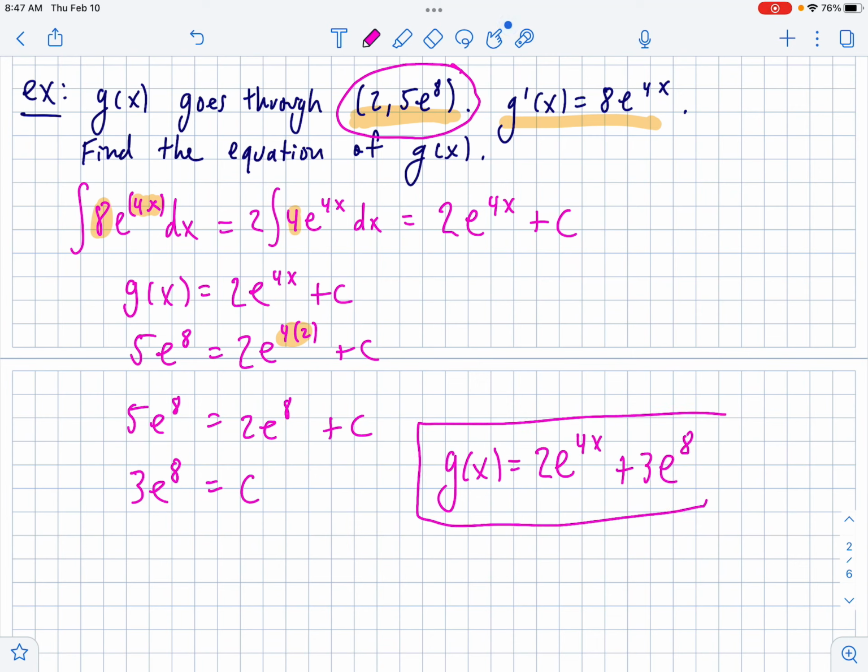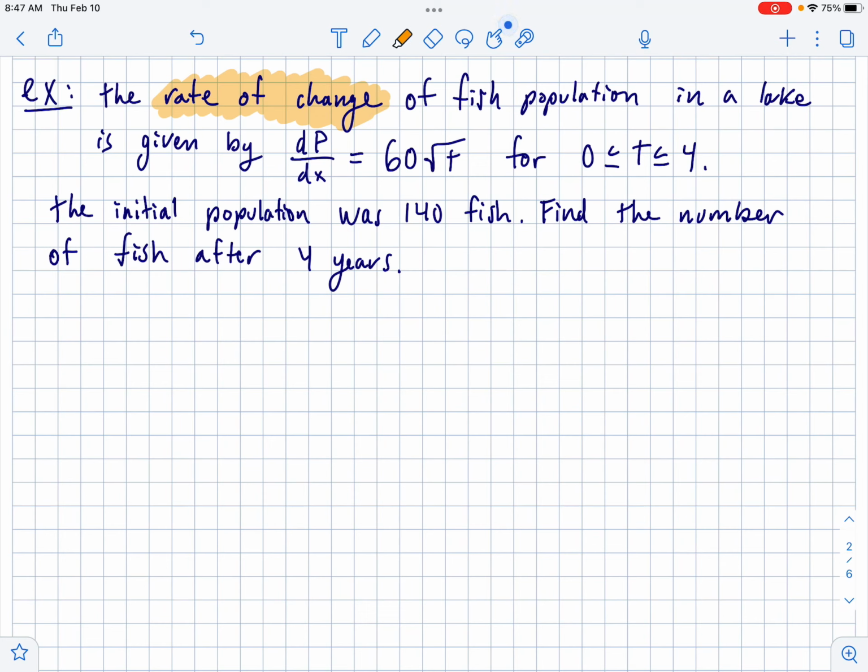Number 3, the rate of change of a fish population in a lake is given by dp dx. There's a couple of clues that they're talking about a derivative. A derivative gives you a rate of change. It gives you like the slope of a tangent, but it's also a rate, like slope is a rate. And this notation right here tells me that they took the derivative of p and got this. So you're looking at a derivative.